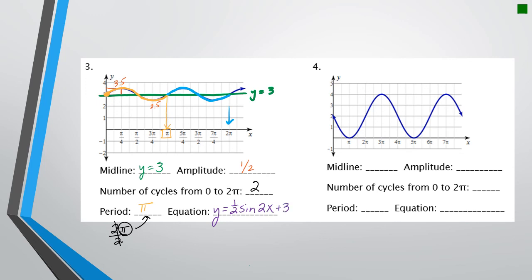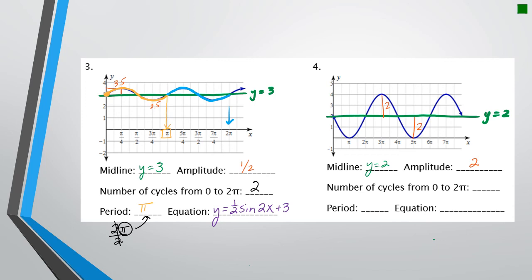All right, last one, number 4, midline looks like it would be at 2. And I'll double check that once we figure out amplitude. So I'm going to look at, from my green line, it looks like I'm going up 2, and it looks like I'm going down 2. So since I got the same distance between the top and the bottom, I know my amplitude is 2 and that my midline is in the right spot.